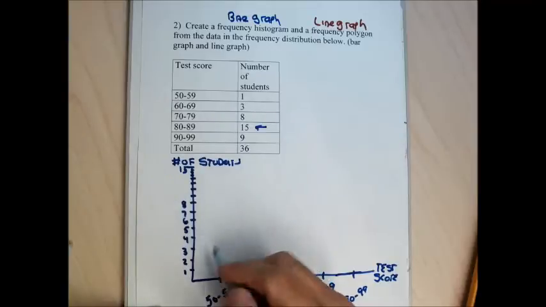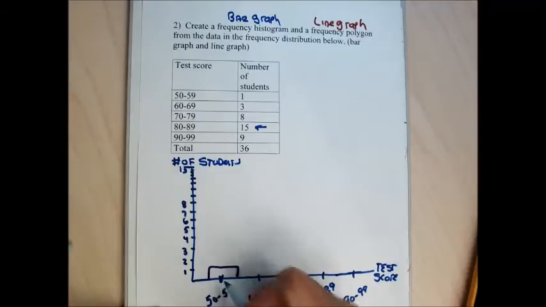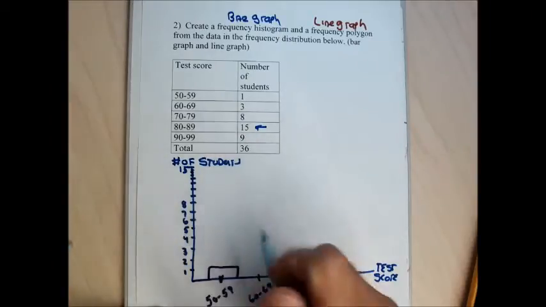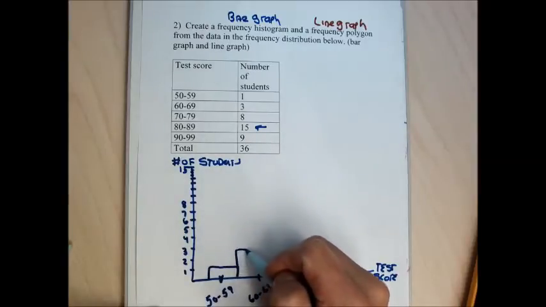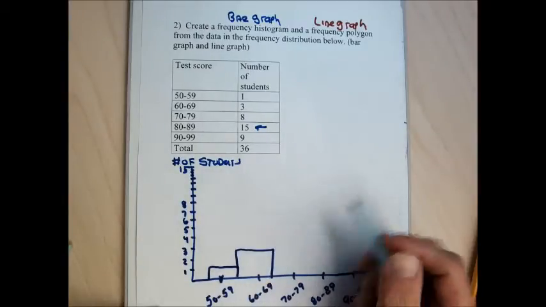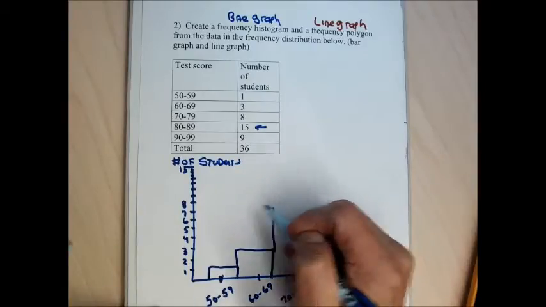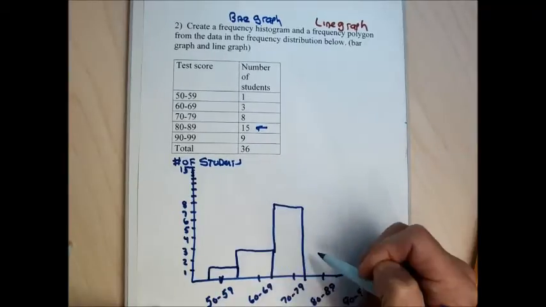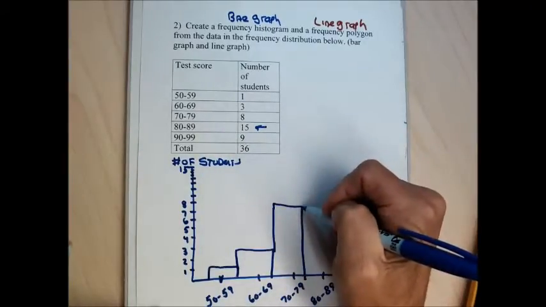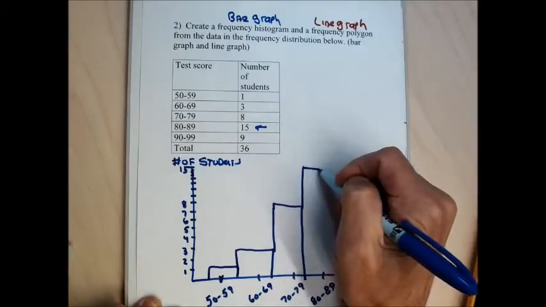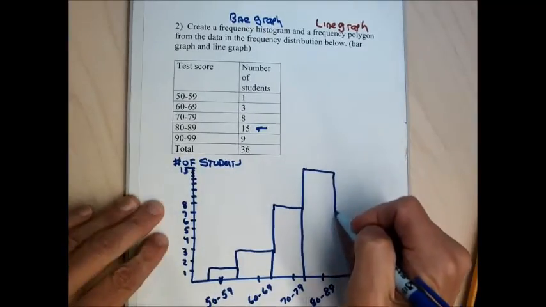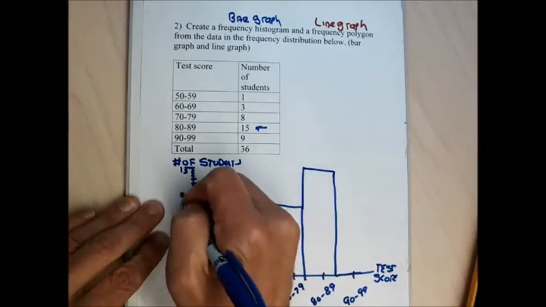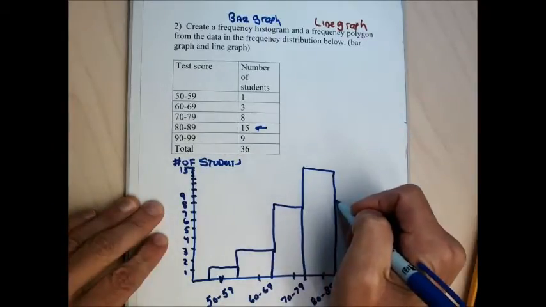Above 50 to 59, I'm going to make a bar that's 1 high. And I kind of put that little tick mark in the center. You don't have to connect the bars, but I generally do. Between 60 and 69, I'm going to make a bar that's 3 high. Between 70 and 79, a bar that's 8 high, the best I can. Between 80 and 89, the bar that's 15 high, that goes to the very top of mine. And between 90 and 99, a bar that's 9 high, so 9's about there, I guess.